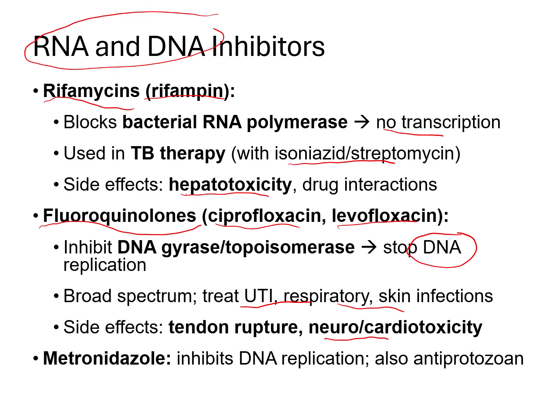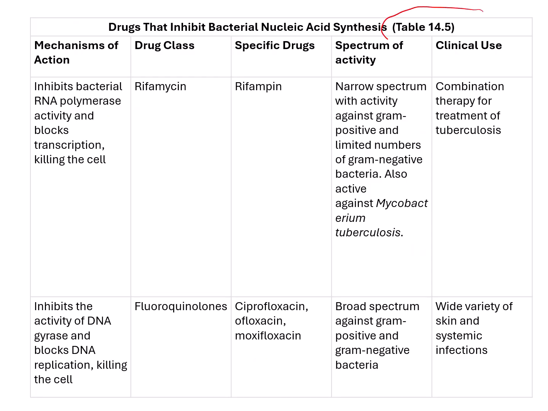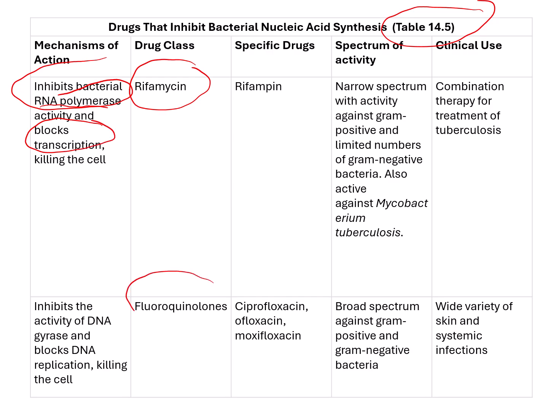Finally, we have metronidazole. These are activated in anaerobic cells, and this damages the DNA of the cells, but also can be used against protozoa. Table 14.5 summarizes those two groups. We have rifamycin that inhibits bacterial RNA polymerase, so now we cannot read the DNA to produce messenger RNA, thus blocking transcription, and our fluoroquinolones that block DNA gyrase and topoisomerase, so you can't open up your DNA, you can't separate the two strands, and this blocks DNA replication.